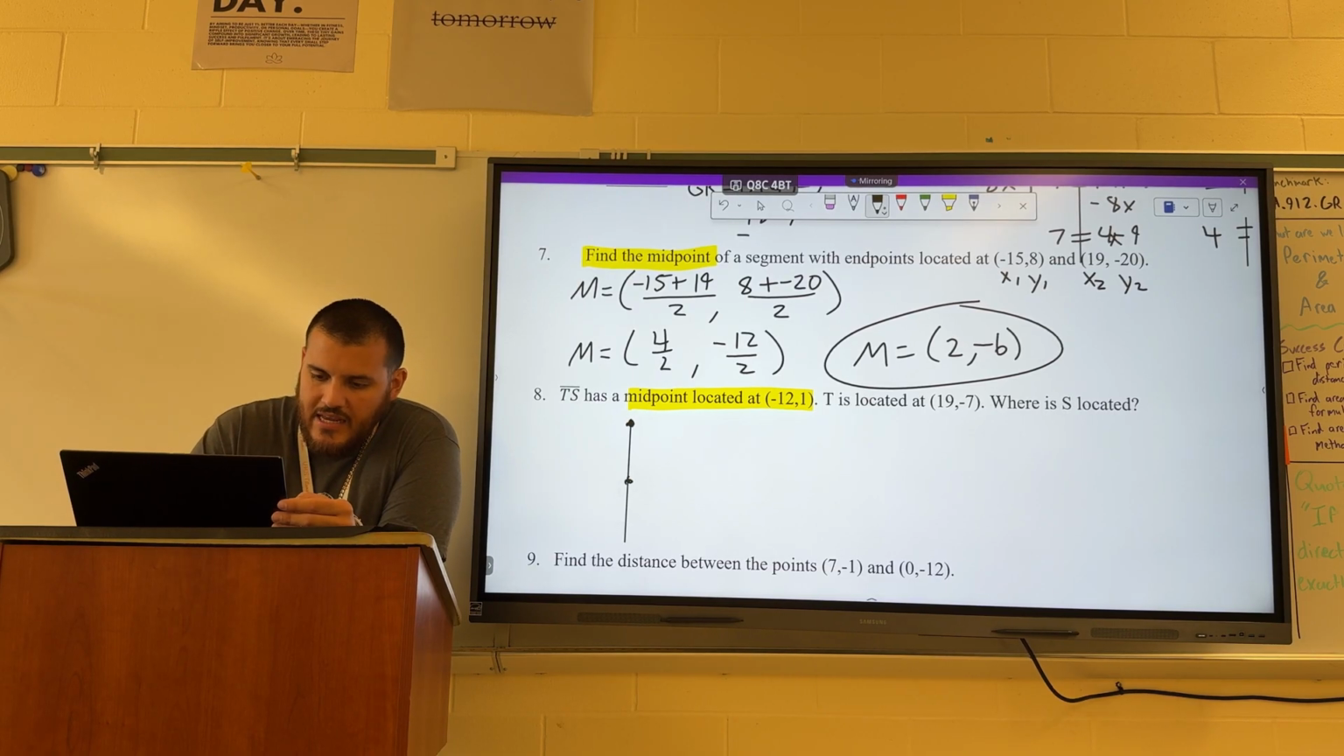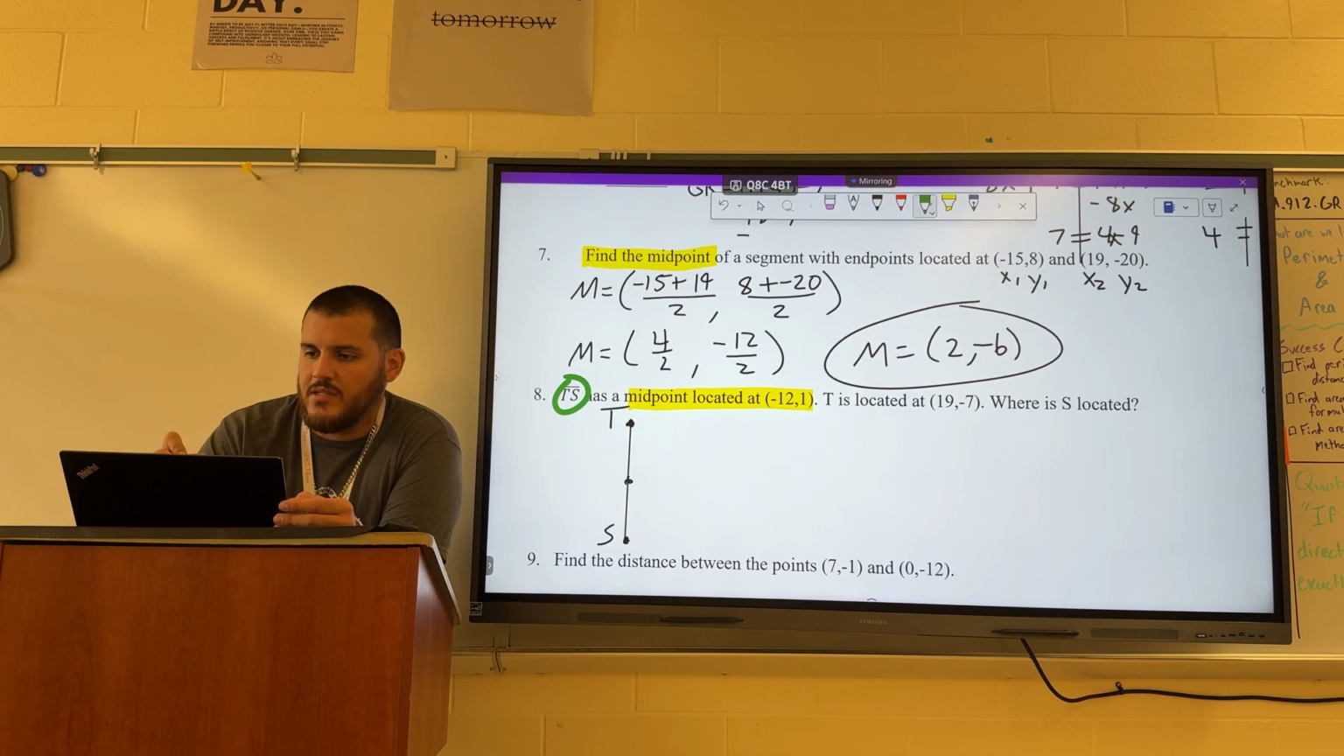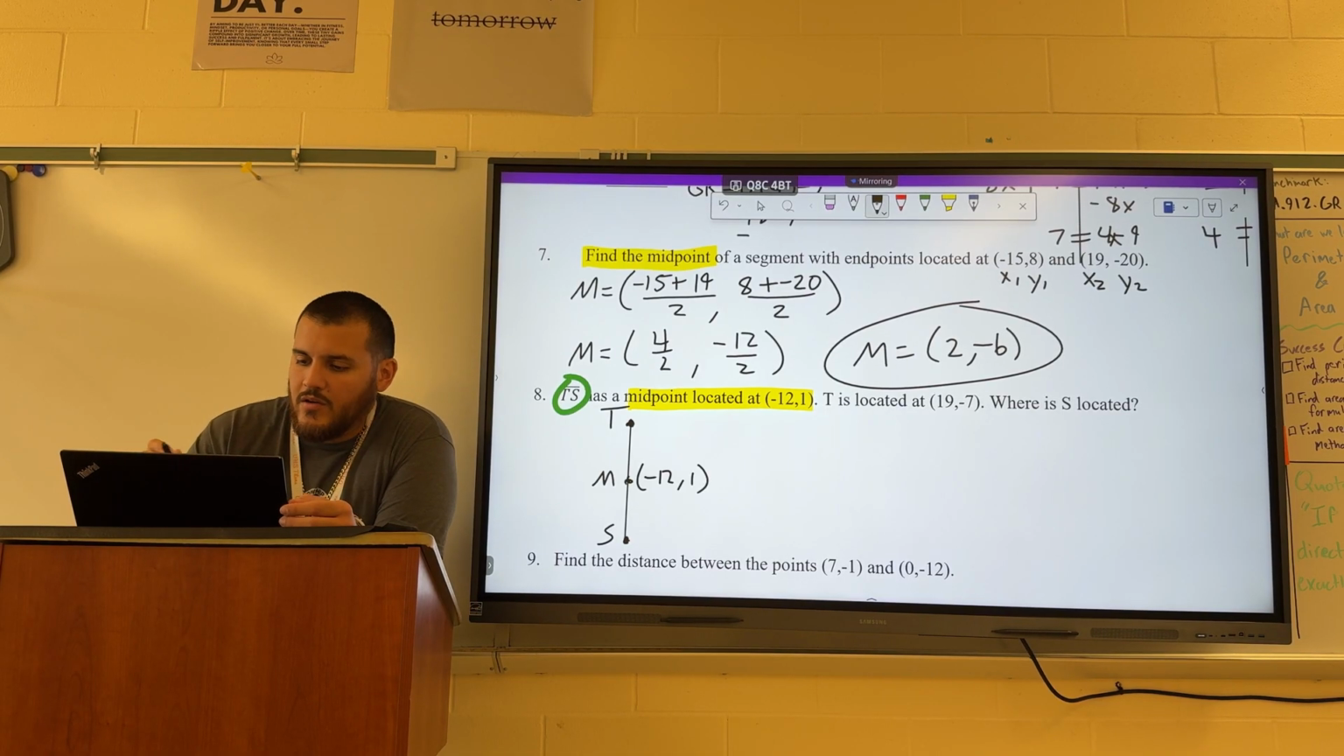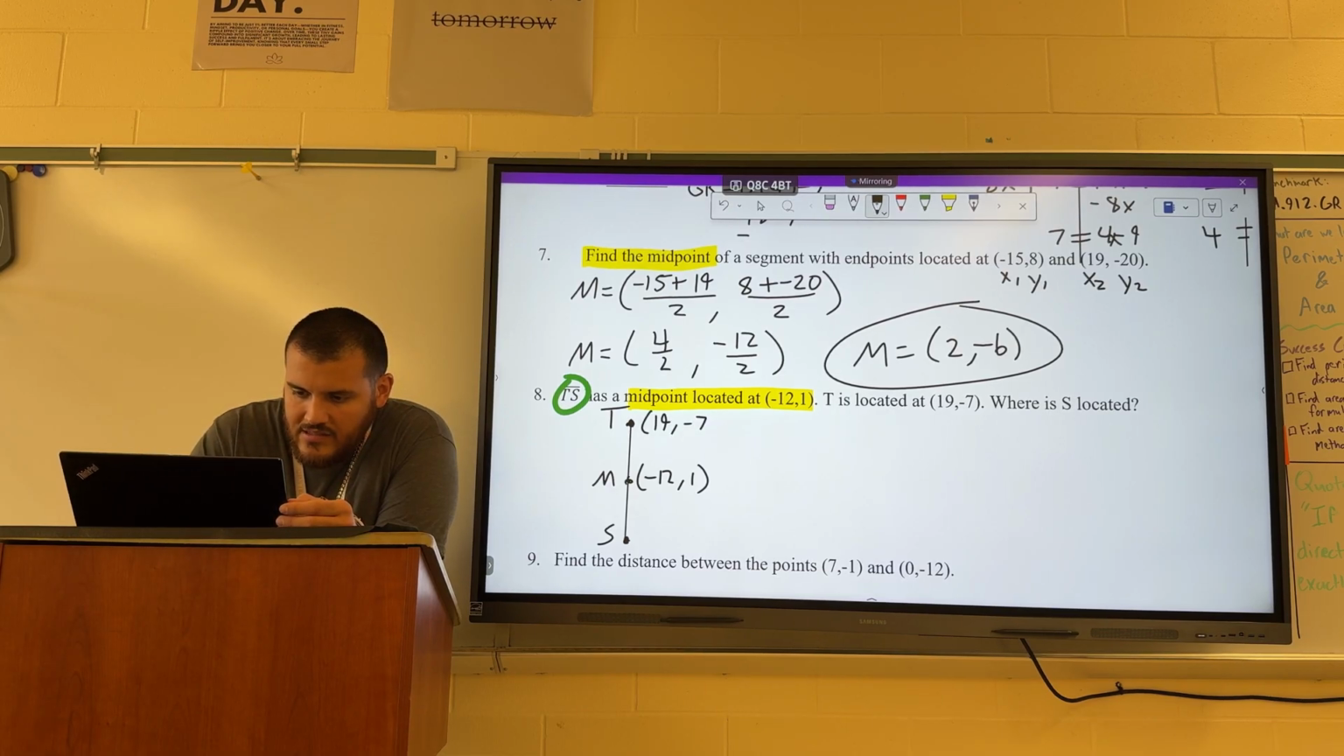Right, we have T and S as my endpoints for this segment. We know that because it says right here that it's called segment TS. I'll just call this midpoint M there in the middle. We know the midpoint's at negative 12, positive 1, so I'm just going to write that right here, negative 12, positive 1. We know the endpoint T is located at positive 19, negative 7.